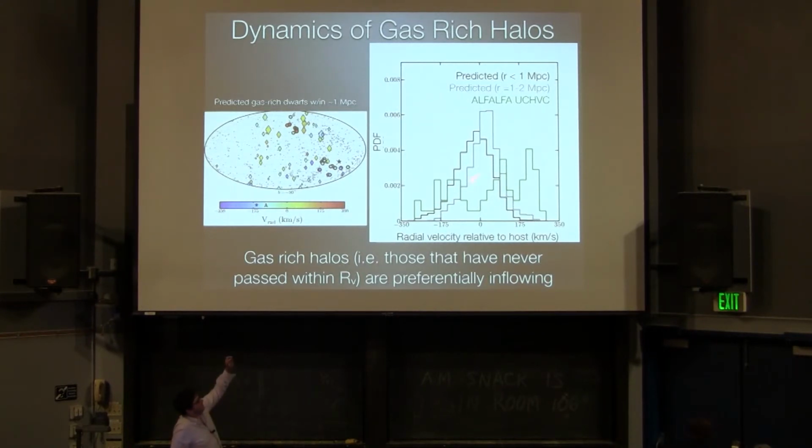As you can see, ALFALFA has this dip here because they've explicitly excluded things that are close to zero velocity. And we don't. We have a lot of stuff there. So yeah, we might not be able to find those.